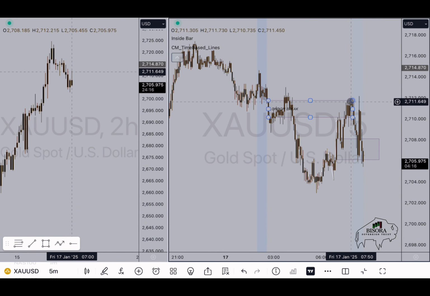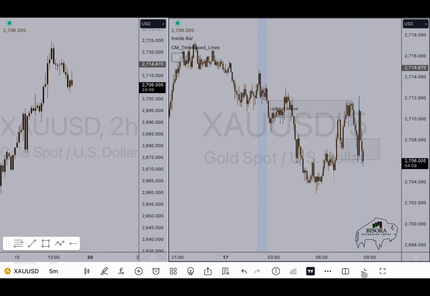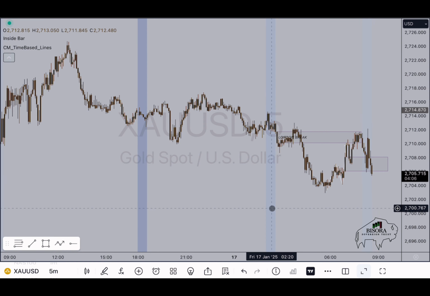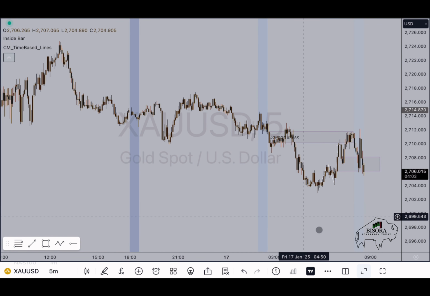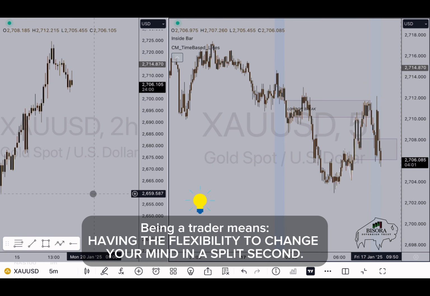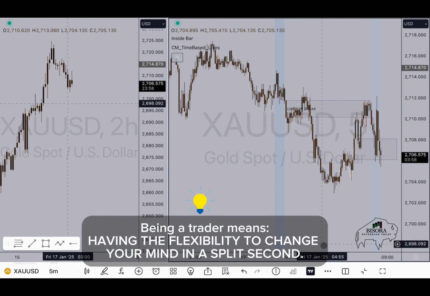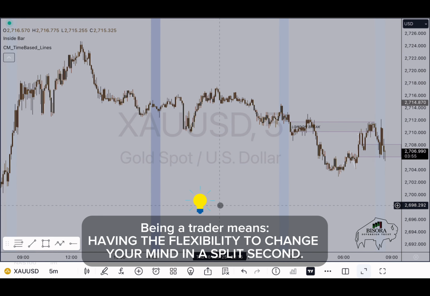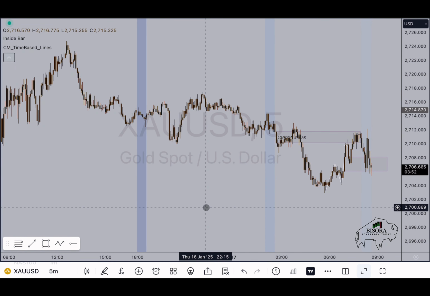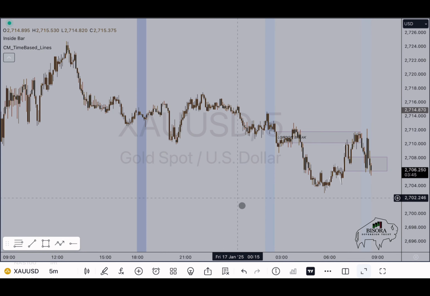We do have a liquidity run above these highs right here, you guys, which is actually a little bit interesting. I was not interested in any short positions on this market earlier. However, like I said, being a trader means having the flexibility to change your mind. So we do not get stuck in any bias, you guys, we do not try to predict or guess what is going to happen in the market, because we ultimately do not know. We wait for the market to show us, and then we can react to what is happening.